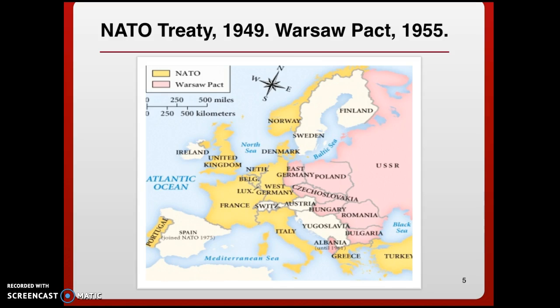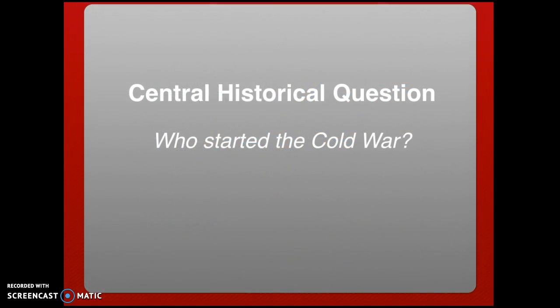The Warsaw Pact in 1955 also deals with trade. To finish out your timeline, you'll notice May 12th of 1949 is when the Berlin blockade ended. September of 1949, Mao Zedong took over China. September of 1949, again, the Soviets exploded their first atomic bomb, and then the Warsaw Pact in May of 1955.